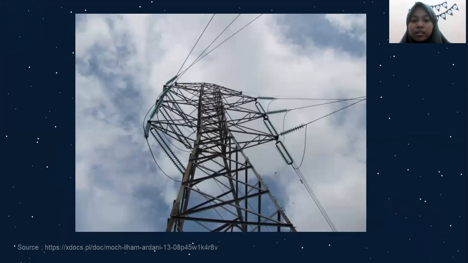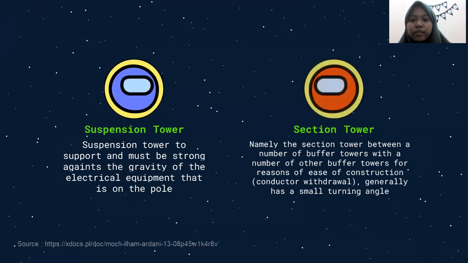And this is a picture of angle tower. We can actually see, in the middle of a field, maybe there is an angle tower, or maybe in the side of road. So okay, next is suspension tower and section tower.